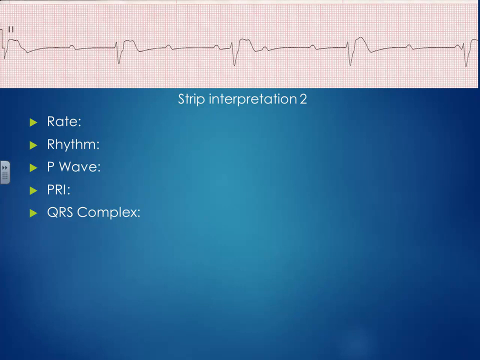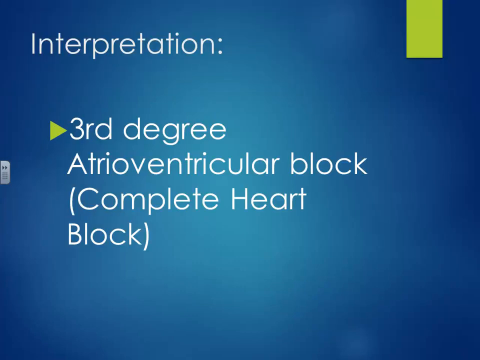All right. Your rhythm. Irregular? P wave, are they there? Is there a P wave for every QRS? No. PRI? It's not one. And then you do have a QRS complex. And it's wide and bizarre. Wide and bizarre. So that's a third degree AV block. Disassociation between your P wave and your QRS.